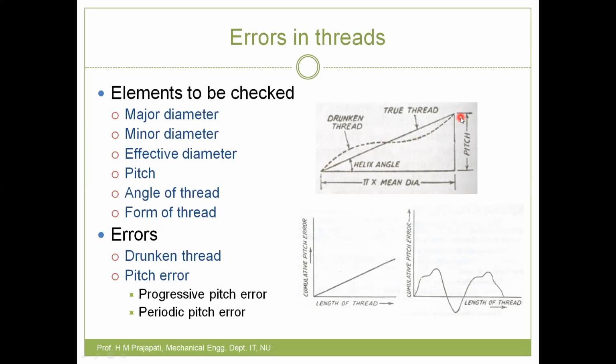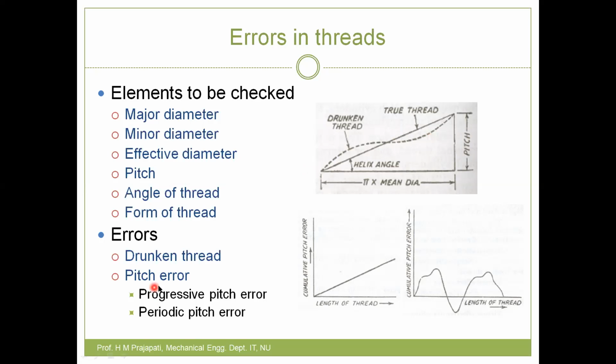But you can easily see here that for the perfect thread and for the drunken thread, the pitch value is the same. Per revolution, the thread will move the same distance, whether it is a true thread or a drunken thread. But due to the drunken thread, you will not get a good free rotation of the screw in the nut. Clear? So that is the issue with this type of error.